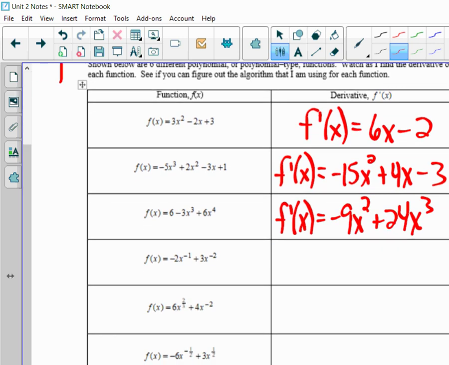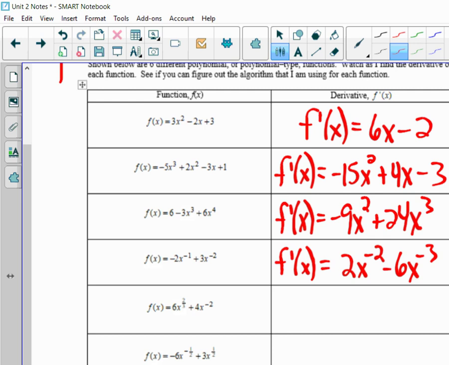Of how am I getting these without doing the limit definition. Now we're going to get a little trickier with some negative exponents and some fractional exponents. What am I doing? Well, this one's going to be 2x to the negative 2 minus 6x to the negative 3. Do you have the rule yet? Hopefully you see what's happening with the exponents.